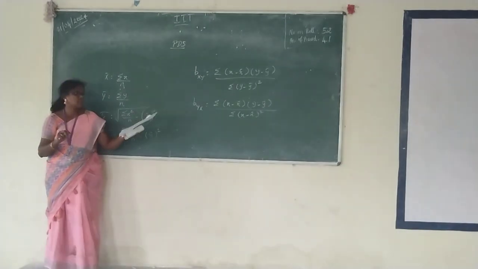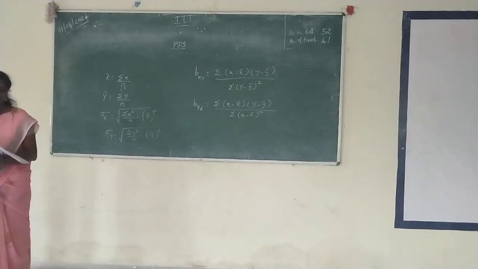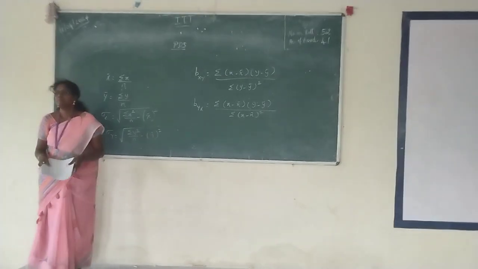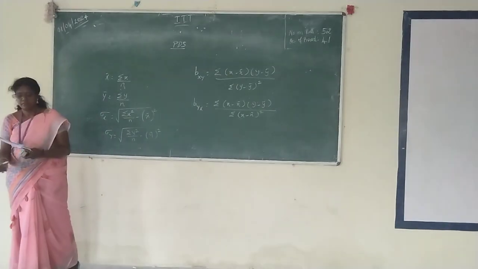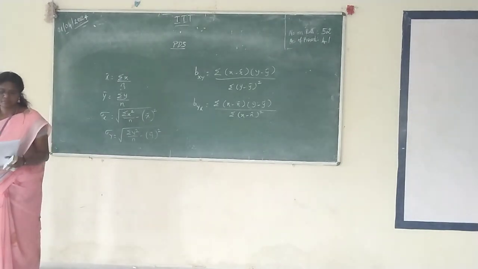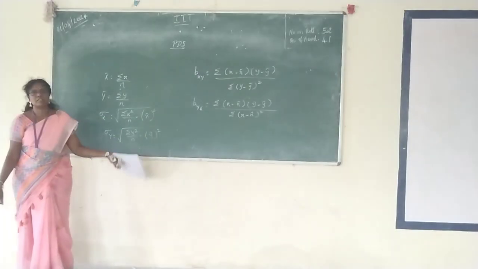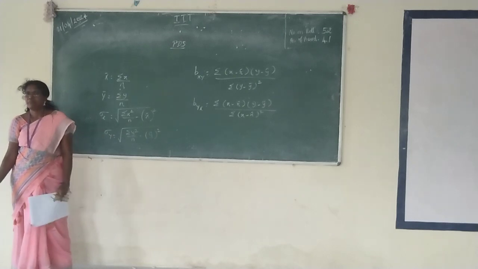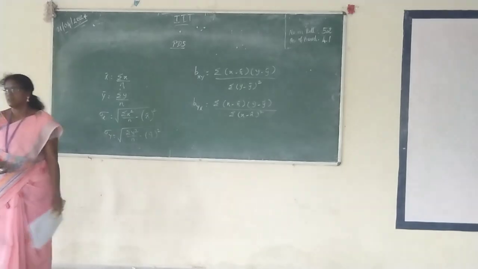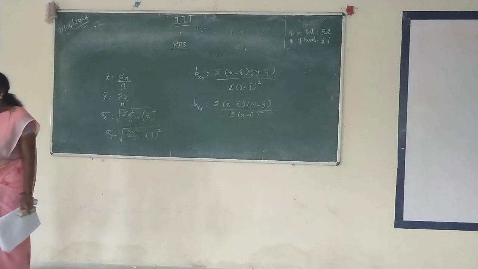Okay, that's the class on the formulas. Let's start with the problems. If you go by this one, you need to find sigma x and sigma y also. If you go by that one, there is no need to find sigma x and sigma y. Directly by that one you are going to get it. Shall we start the problems?